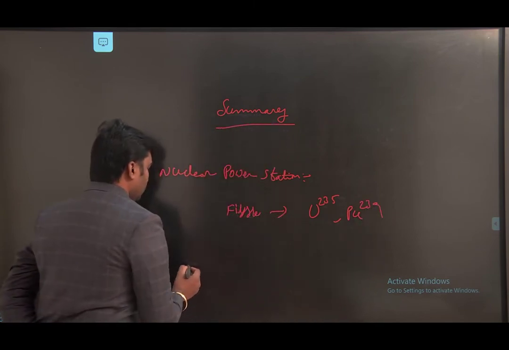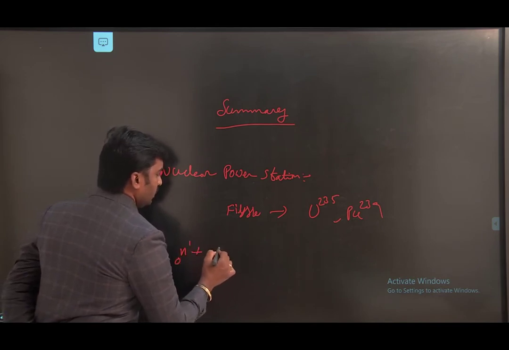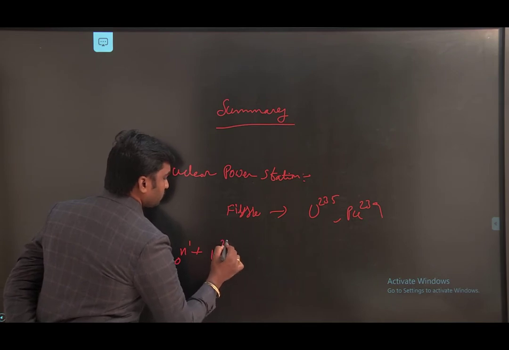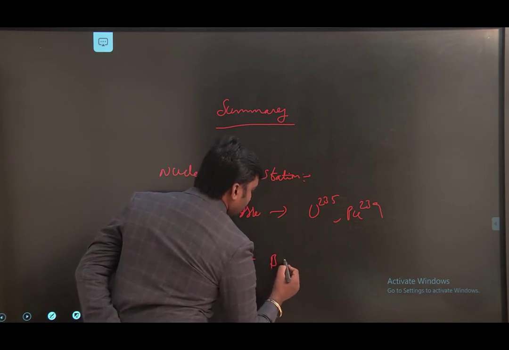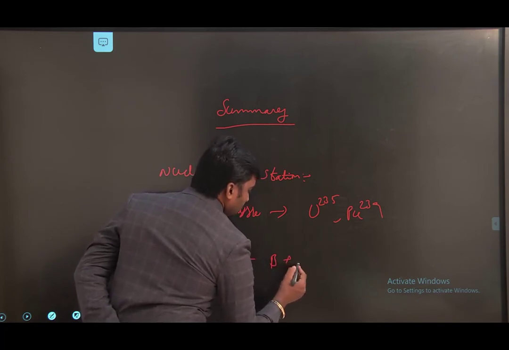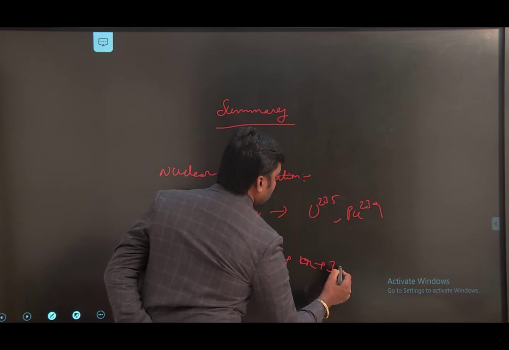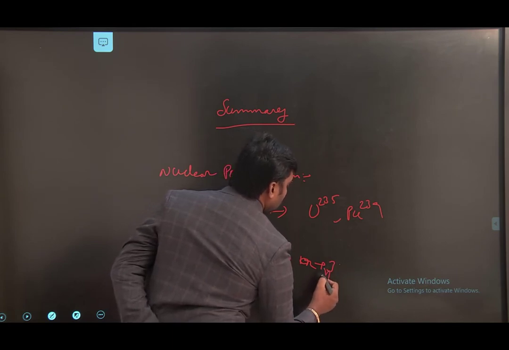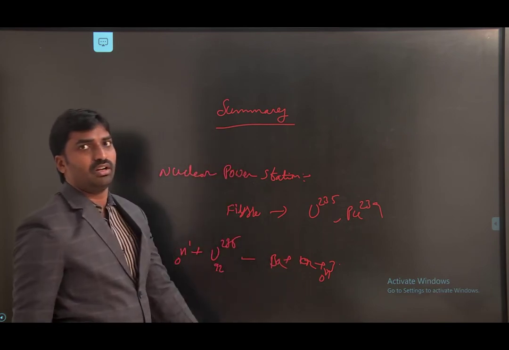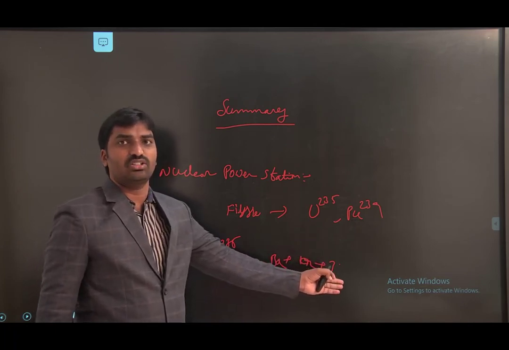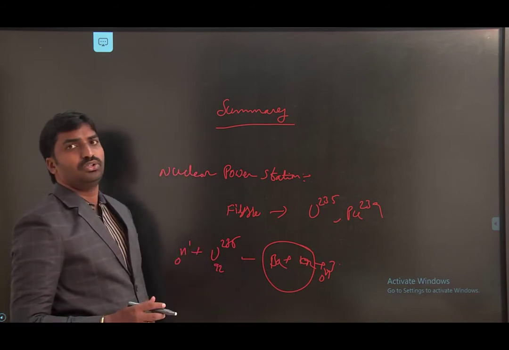So what happens with these materials? It reacts with neutrons. Uranium 235 is splitting into barium and krypton particles, and it releases 3 neutrons also. So these are the lighter atoms. It releases 2 lighter atoms.